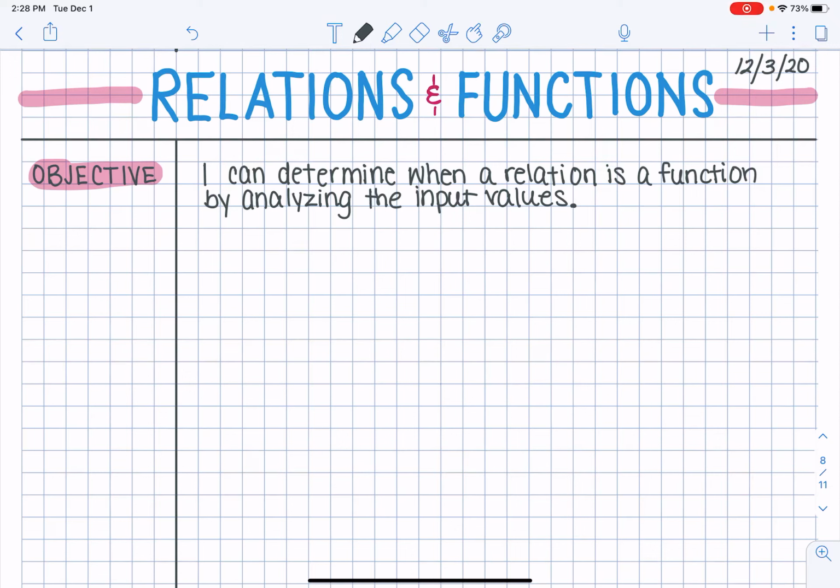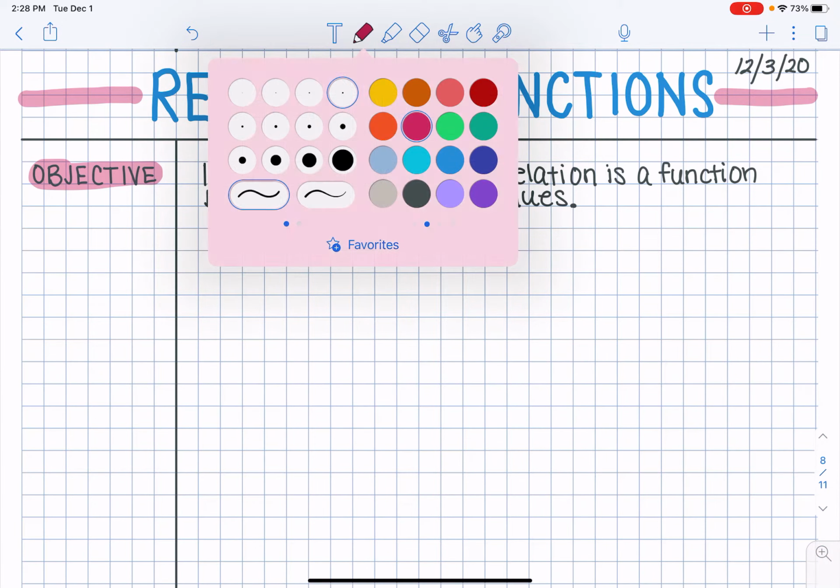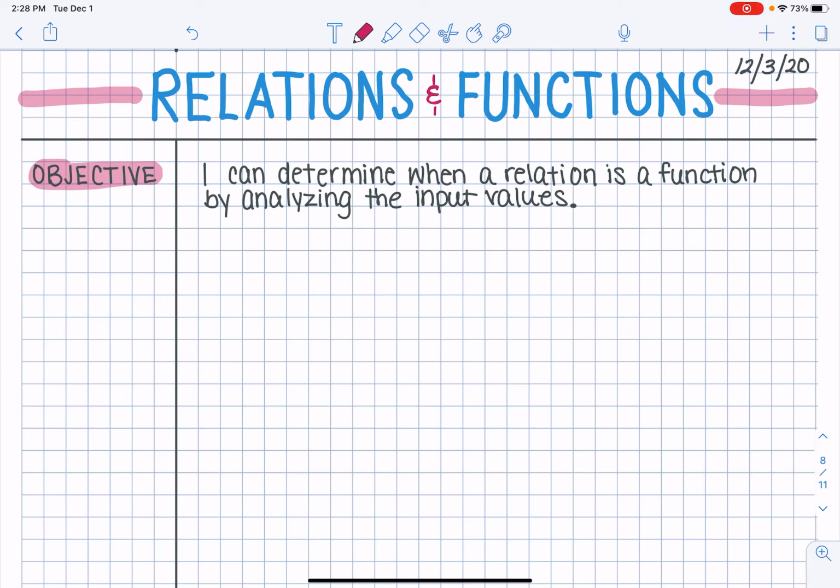So today we're just going to record our notes about relations and functions. When does a relation become a function, or when is a relation considered a function? The way that we're going to figure all of this out is we are going to make sure that we are able to determine when a relation is a function, and we're going to do that by analyzing the input values in each of our relations. Okay, so let's see what I'm talking about when I say that.